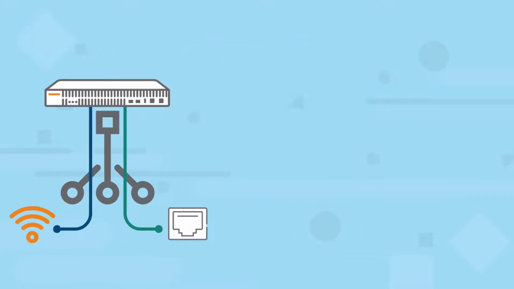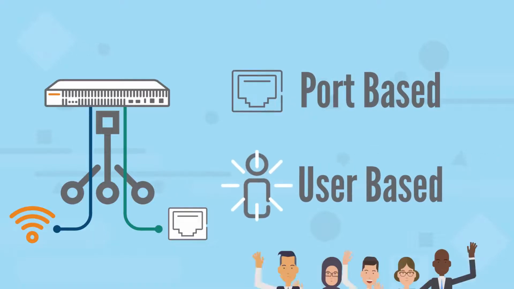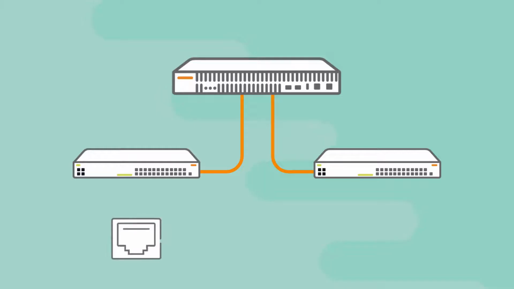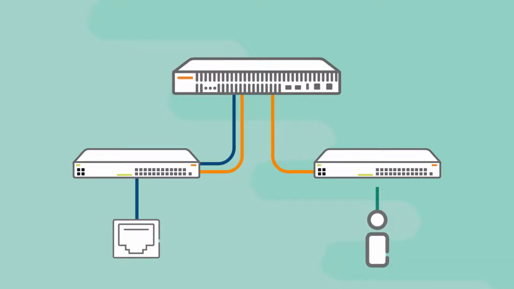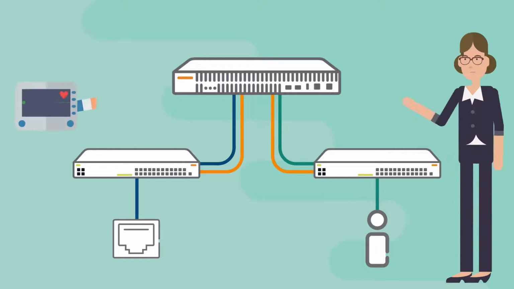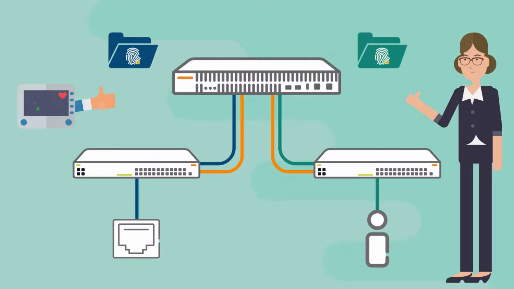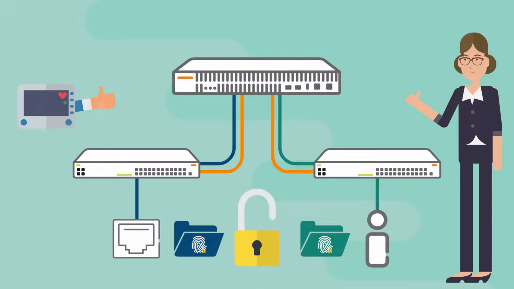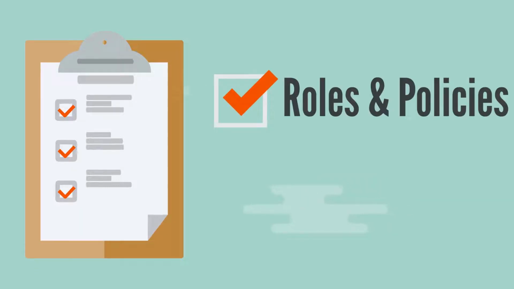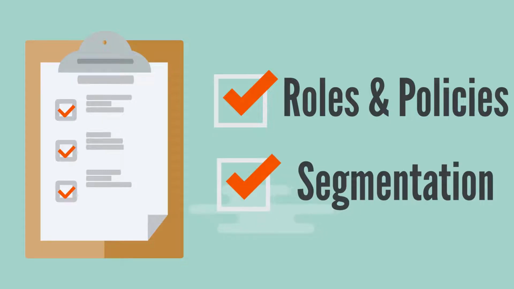Dynamic segmentation supports two different kinds of tunneling, port-based and user-based. Port-based tunneling tunnels all traffic from a configured Aruba switch port to a controller. Role-based tunneling tunnels all traffic to the controller on a user role or device basis. Network segmentation is achieved by correlating users or ports to rules, which are enforced by the controller's embedded firewall. Dynamic segmentation really consists of two major components: the ability to assign roles and policies based on things like user context or access method, and the ability to segment the network based on these roles and policies.